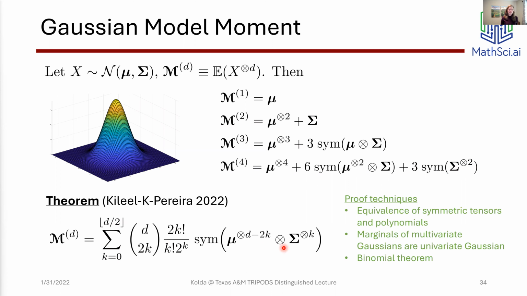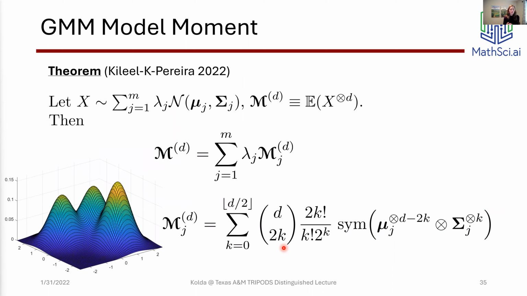And the proof uses the equivalence of symmetric tensors and polynomials that we talked about, marginals of multivariate Gaussians being univariate Gaussians, and the regular binomial theorem just for scalars. But I'm not going to go through it now. And then once you know the moments of Gaussians, you know the Gaussian mixture model moment. It's just the sum of those. So for each of your Gaussians, you just take its dth moment and then weight it by the weight it gets in the mixture model. And so that's the main thing to know. And this is just what we had on the previous slide.